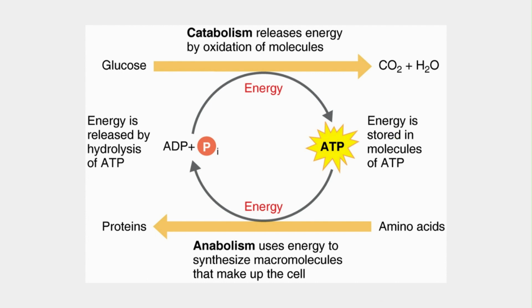The energy released during this process is harnessed to produce ATP. In contrast, anabolism uses the ATP generated during catabolism to synthesize more complex molecules. In this instance, amino acids serve as the building blocks for the synthesis of proteins, as you may recall from previous coursework.